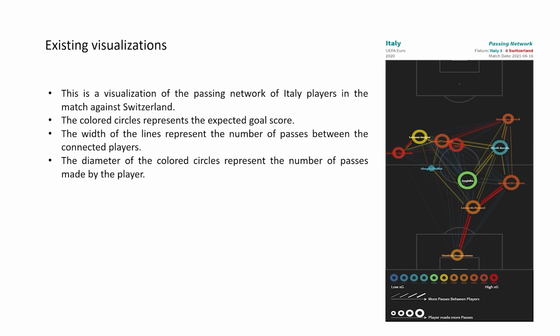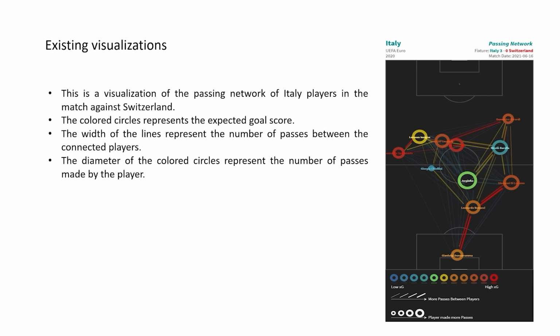I'll tell you about an existing visualization that I found interesting and descriptive on the dataset I have worked on. This is a visualization of the passing network of Italy players in the match against Switzerland. As you can see in the legend section, the colored circles represent the expected goal score. The width of the lines represents the number of passes between connected players, and the diameter of the colored circles represents the number of passes made by a player.